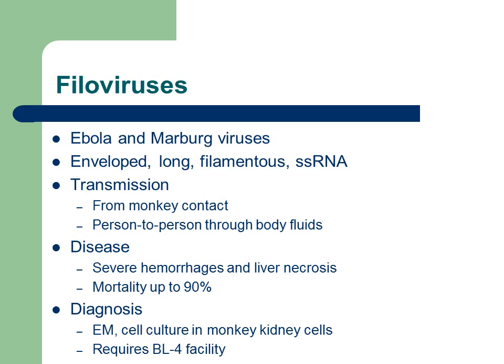The filoviruses are two more biothreat agents included in this category of virus, and that is Ebola virus and Marburg virus. So transmission is thought to be through infected monkeys, as well as person to person through body fluids.